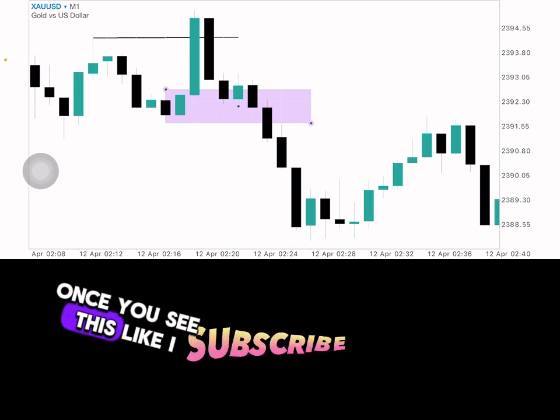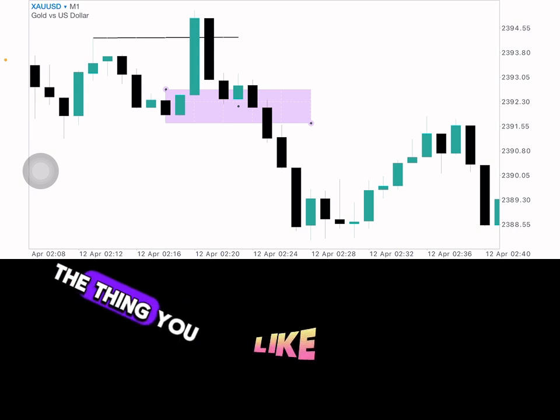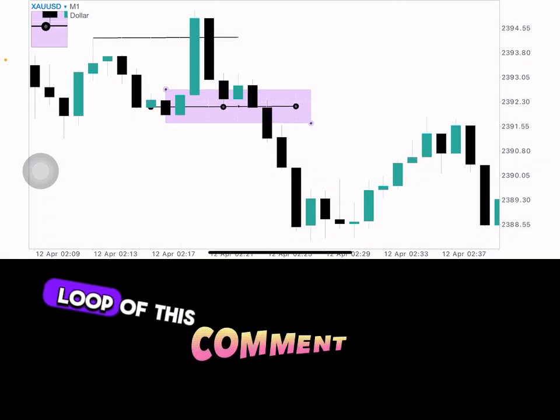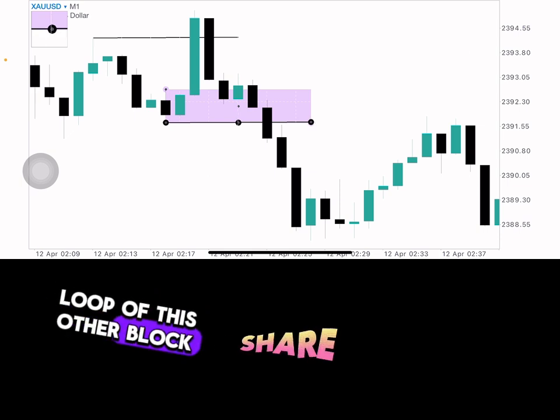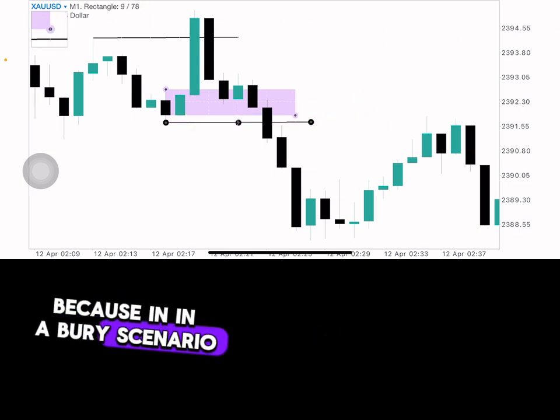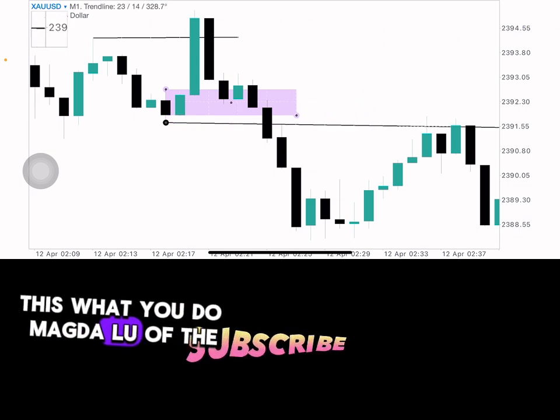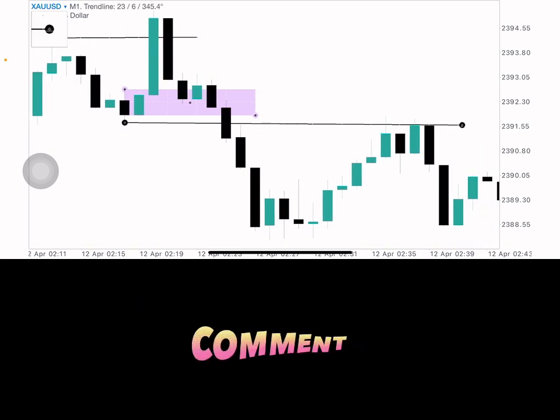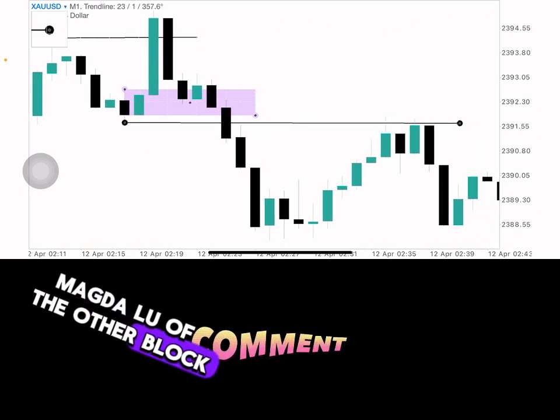So once you see this, like I said earlier, what you want to do is mark out the low of this other block. Because in a bearish scenario, this is what you do. Mark the low of the other block. This is a bearish scenario, right? You mark the low of the other block.